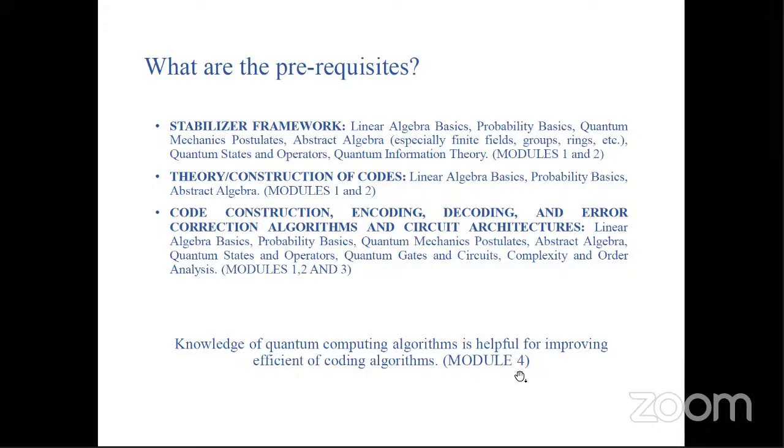And module 4 is not directly related, but having a knowledge of all the quantum computing algorithms is very helpful for improving the efficiency of these algorithms, because it gives an idea of how we can use superposition and entanglement to our benefit to improve the efficiency of the codes.